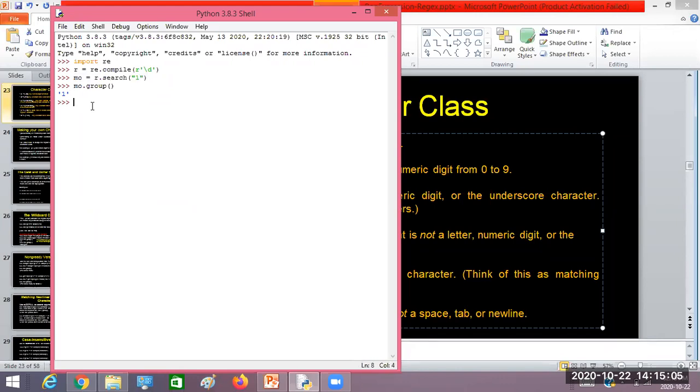Let us see here. Instead of writing these two lines, look here, they can be written in a single line. What I'll do here: r.search.group.